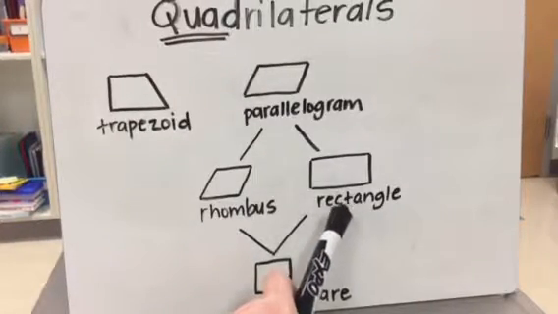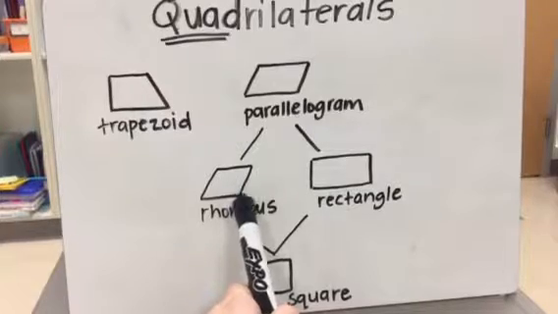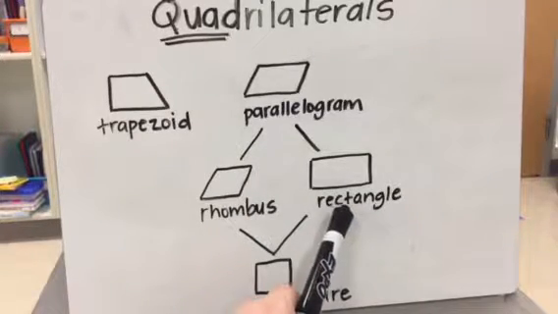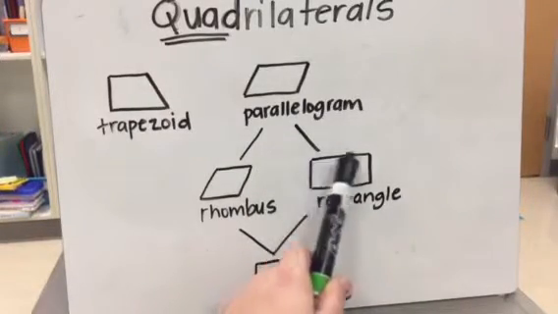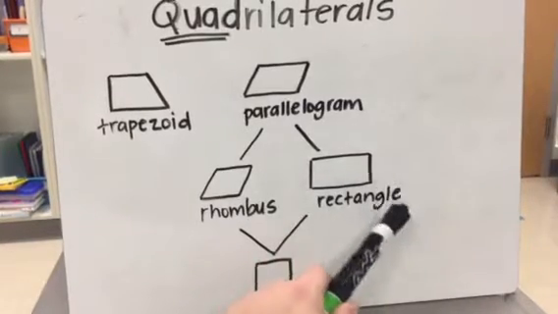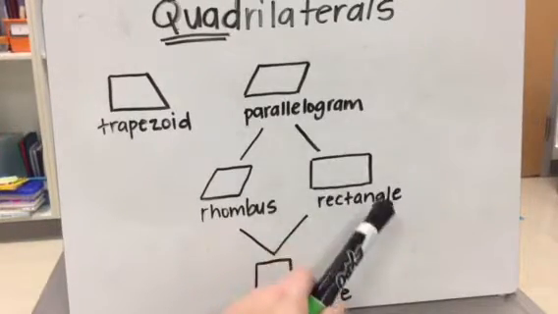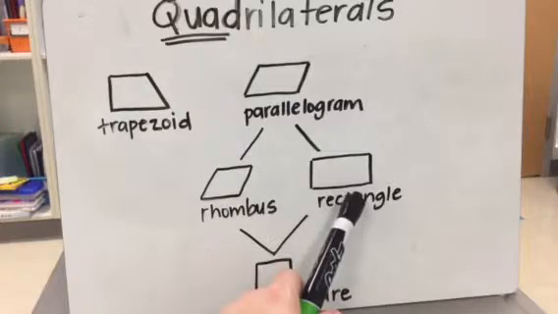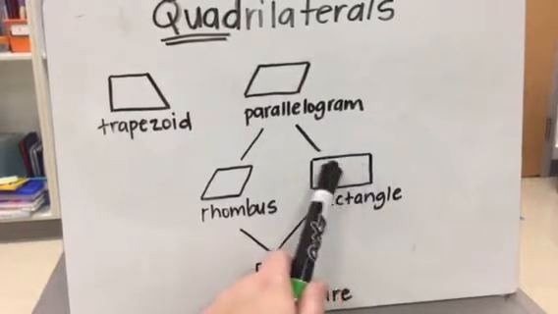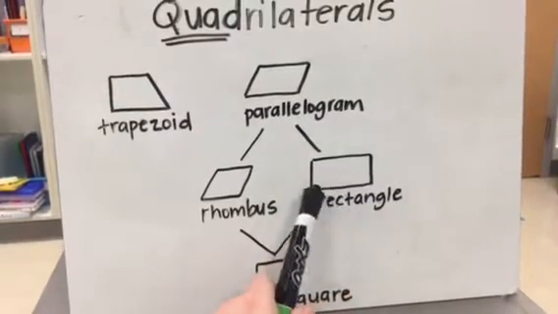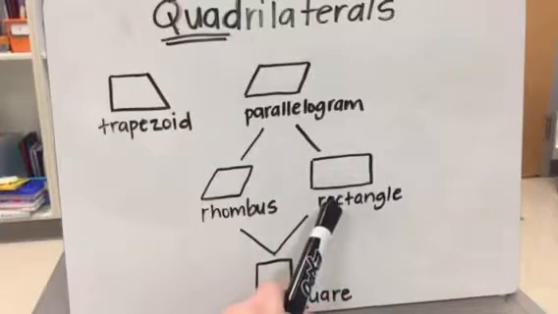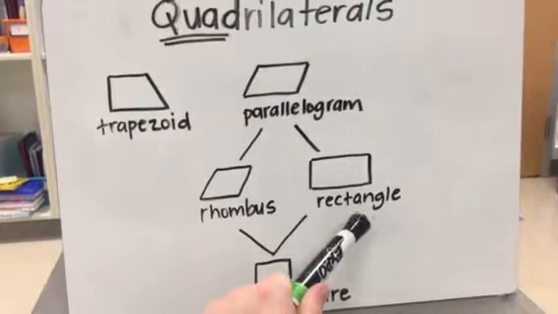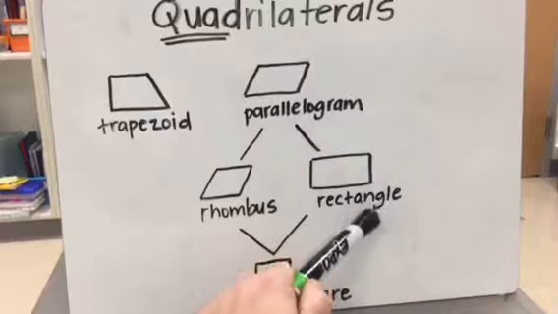A rectangle doesn't get the rhombus name always, but it does get this name because it has square corners. So you call it a rectangle if it has four sides, four corners, two sets of parallel sides, and square corners or 90-degree angles. Okay? So this shape has two names also, parallelogram, rectangle.